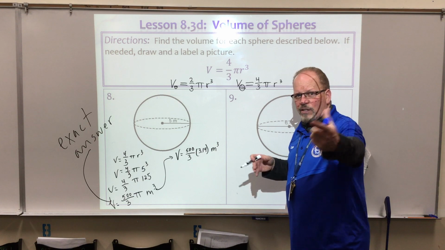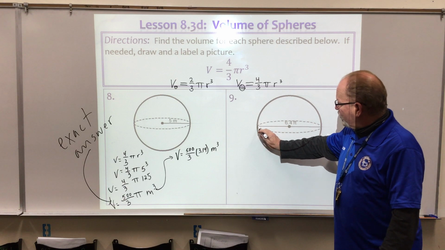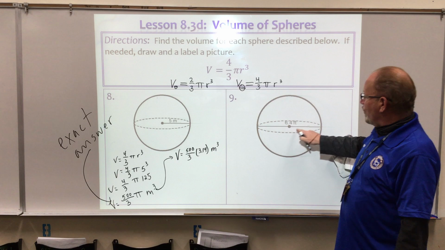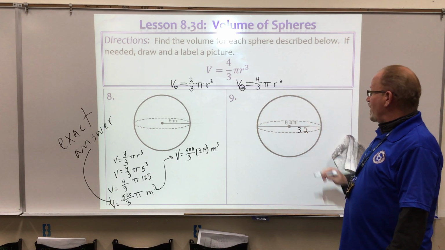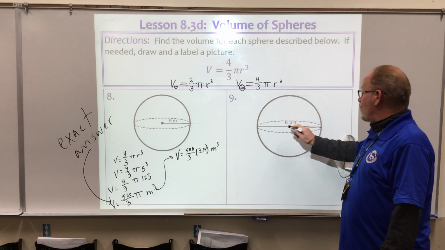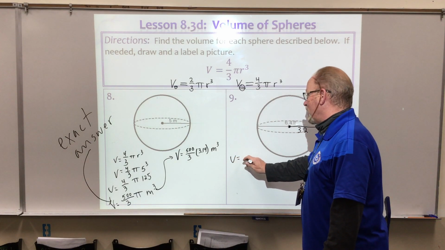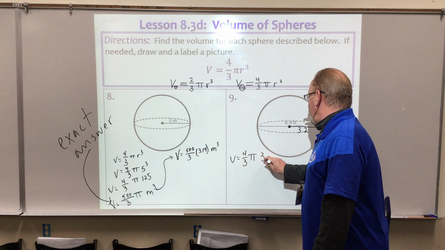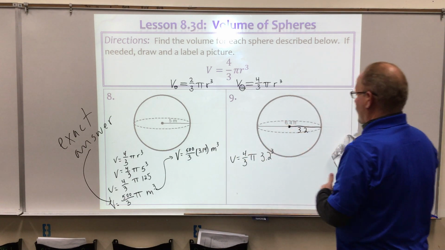This is kind of boring talking to my iPad, but anyway, here in the next problem, notice they've drawn the whole diameter. So 6.4 is not the number we need. The number we need is half of that, or 3.2, because they have drawn a diameter. We only need a radius. So the volume equals 4/3 times pi times 3.2 to the third power equals.